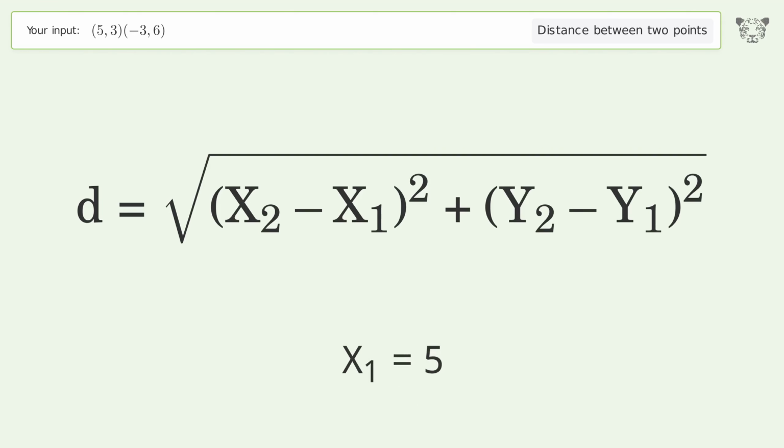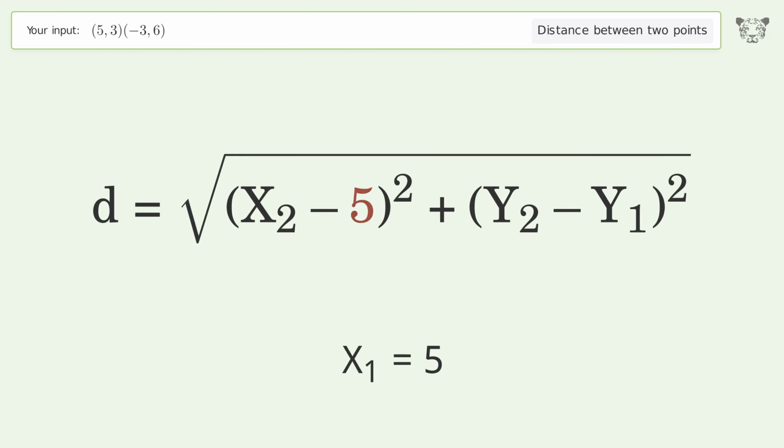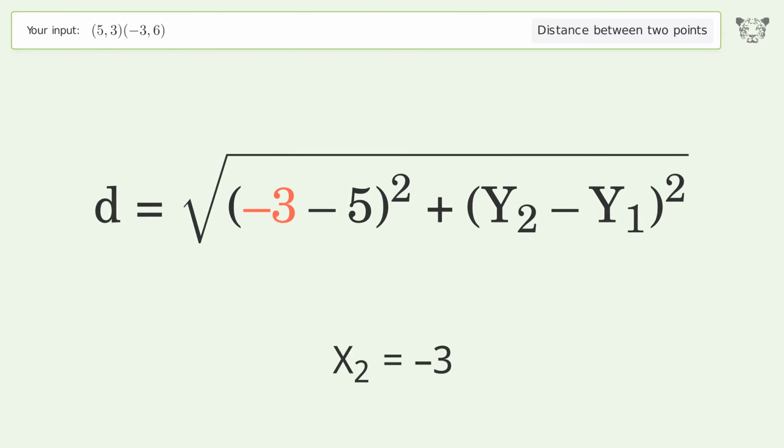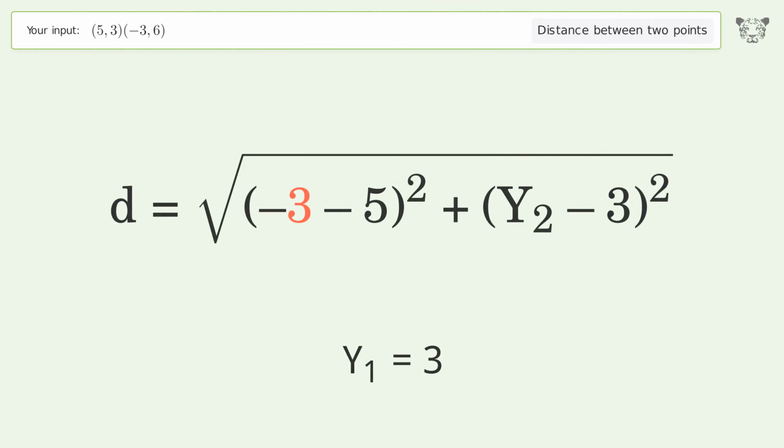x1 equals 5. x2 equals -3. y1 equals 3. y2 equals 6.